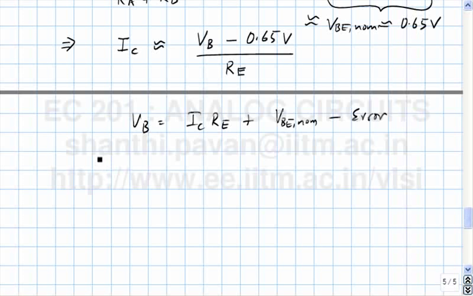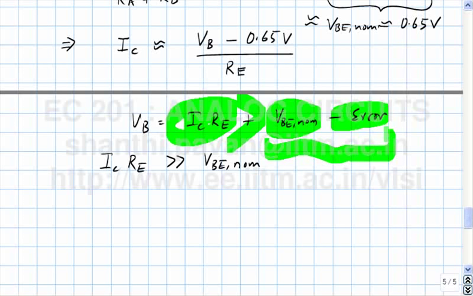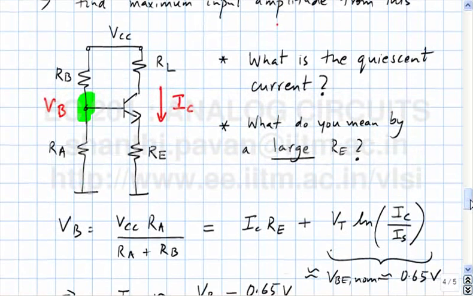So you want to make sure that this IC RE is very, very large. One simple way of ensuring that the approximation is valid is to make sure that IC RE is much, much larger than VBE nominal. This is one sure shot way of making sure that the error is very small, because the error will be a small fraction of VBE nominal itself. If this guy is much larger than these two, then you make almost no error, which is equivalent to saying that if this guy is much larger than VBE nominal, you definitely make no error at all. You understand? The quiescent current is quite accurately given by VB minus 0.65 volts divided by RE. So I think that's a good break point.